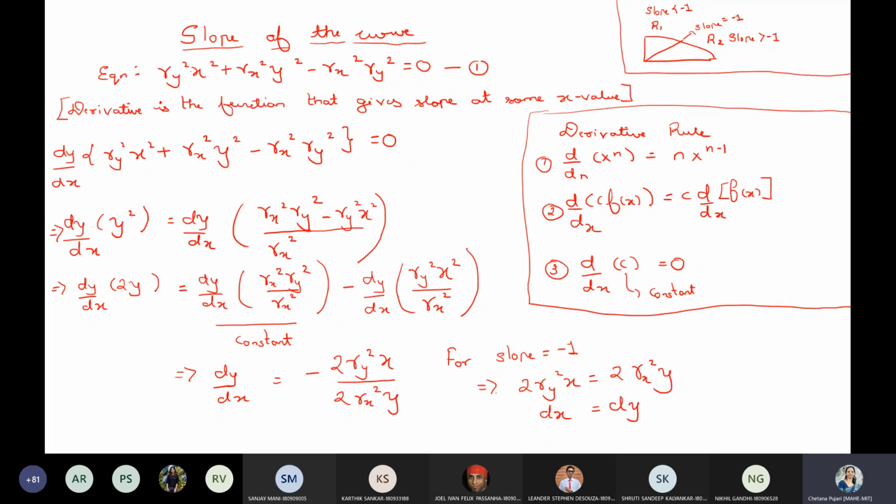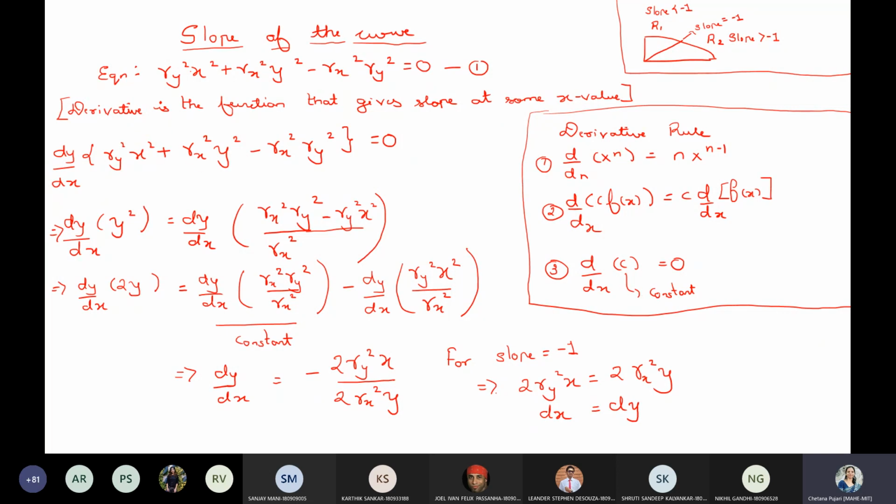So now we are making use of derivatives. What do you mean by derivatives? A derivative is a function that gives the slope at some x value. You want to calculate the slope here, right? For a given value of x, you want to calculate a slope. Hence, we are going to make use of derivatives.